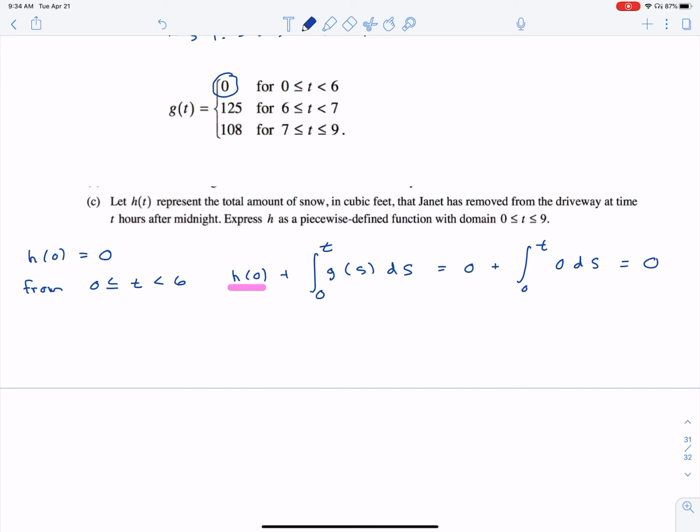Let's continue. So now we're going to look at what happens from time 6 to, I think it was 7. Yes, from time 6 to time 7.